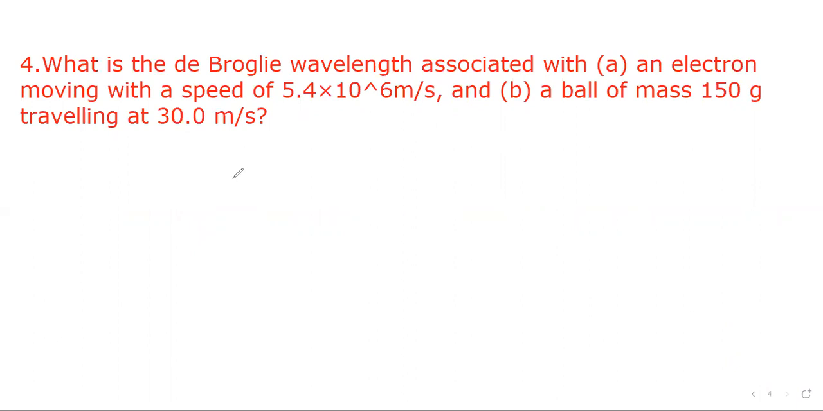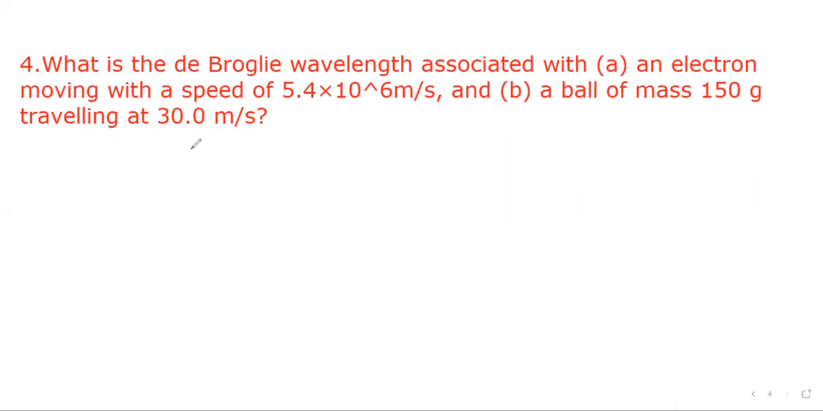Now let's go to the next question. The next question is, what is the de Broglie wavelength associated with an electron moving with a speed of 5.4 × 10^6 meter per second, and a ball of mass 150 gram traveling at a speed of 30 meter per second? So let's evaluate it.